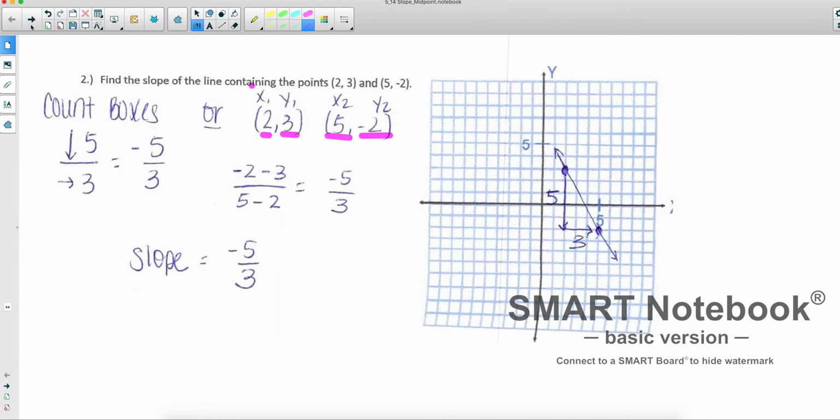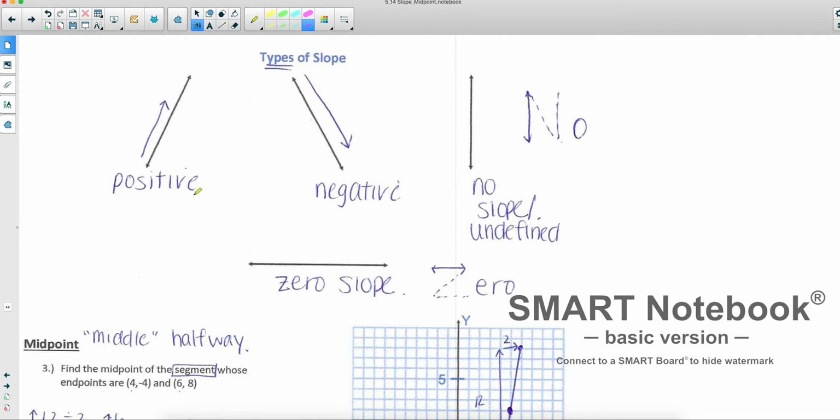With that being said, just to quickly go through your different types of slope, we have positive slope. Remember, left to right always. This is like going uphill, so that's positive. Left to right going downhill, it's negative. When you have a vertical line just going up and down, that's known as no slope or an undefined slope.